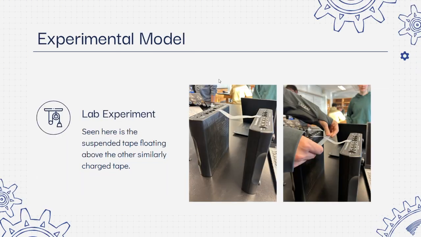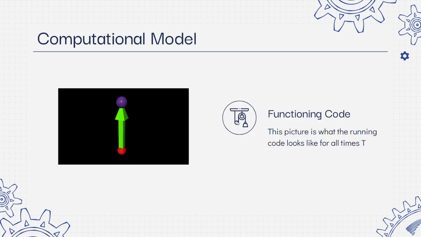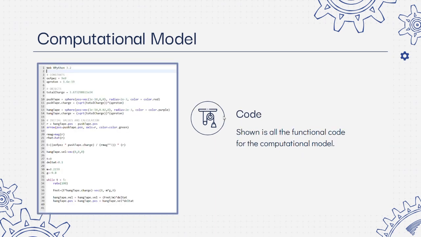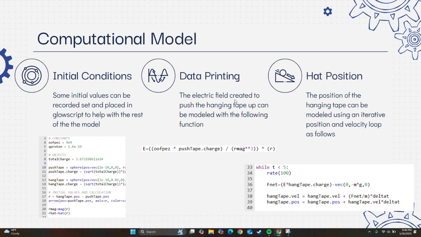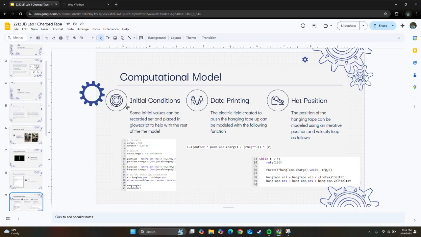So here's the actual experiment. You can see in the image on the left it's sort of dangling, and the image on the right it's sort of hanging a little bit. And then here's what our function code will look like. This is sort of always what our code will look like, but these are the important parts. I'll show you them in the actual thing here.